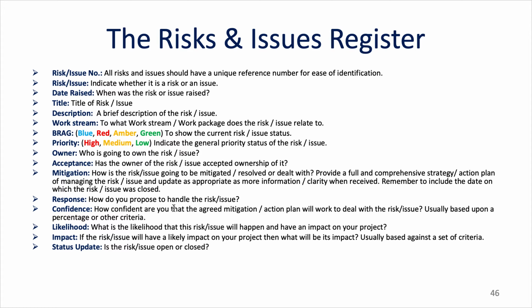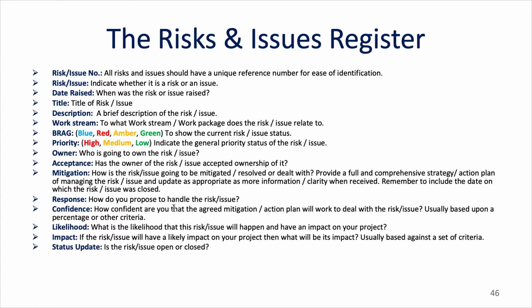Firstly, have their risk or issue number. All risks and issues should have a unique reference number for ease of identification. Indicate whether it is a risk or an issue. Remember, a risk is something that could happen, and if it does happen, we're going to base it on likelihood and impact in order to determine what mitigation we need to take.